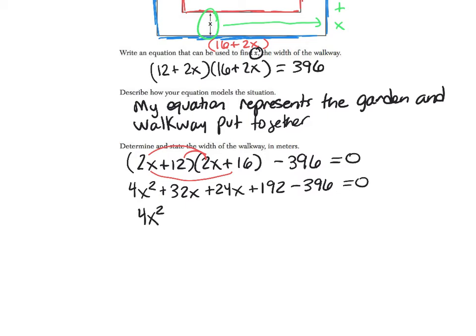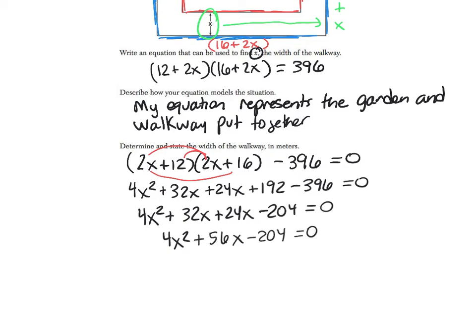So 4x squared plus 32x plus 24x minus 204. We could combine these two middle terms. We could have done that in one step. So you've got your 56. So 4x squared plus 56x minus 204 equals 0.